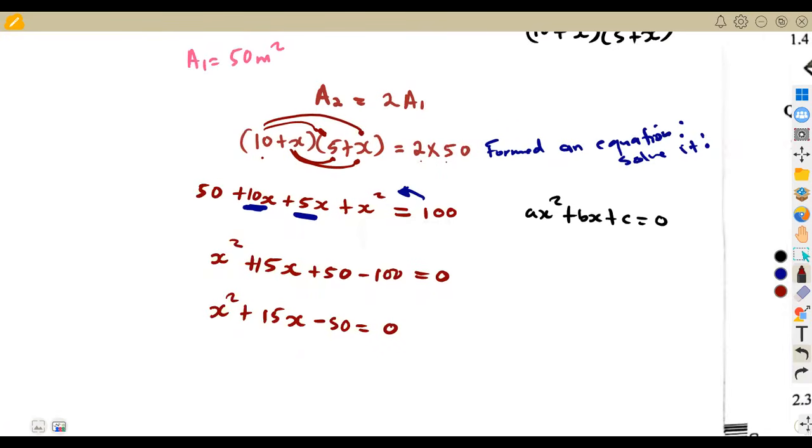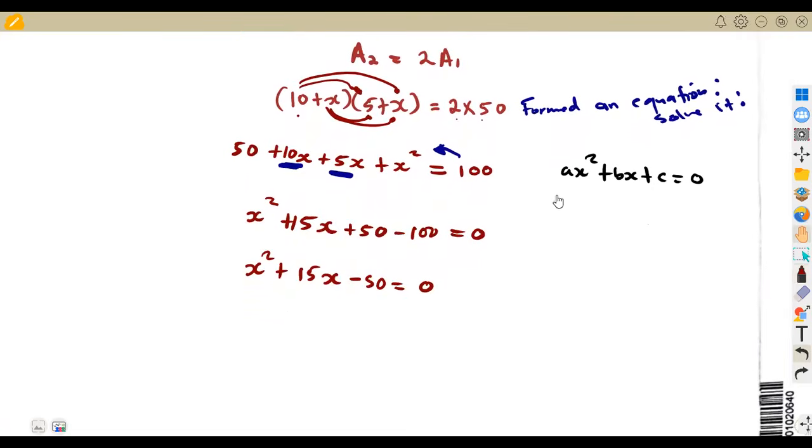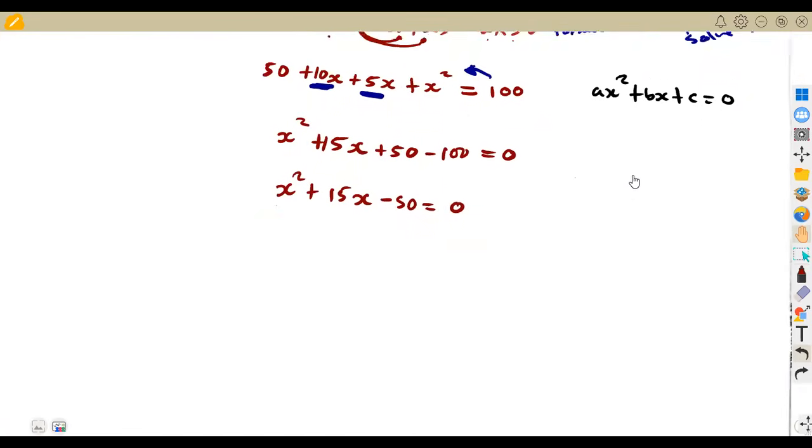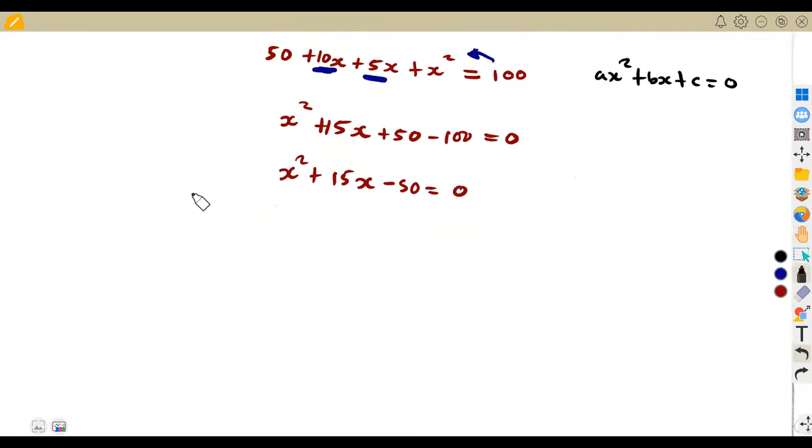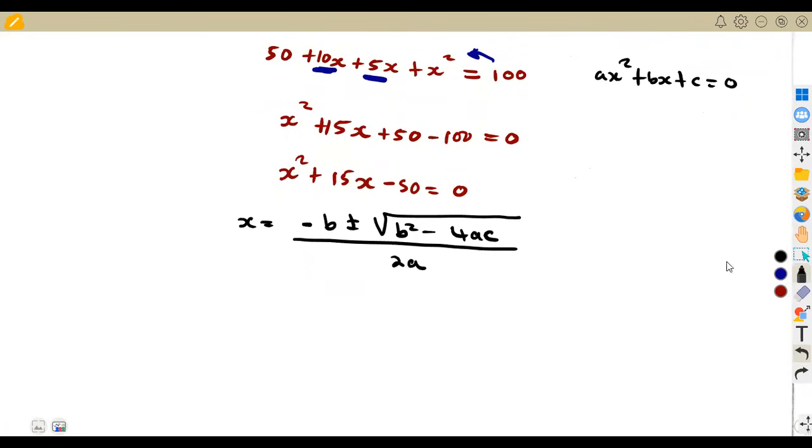But as you can see here, we do not have factors. So it means factorization was going to be difficult, it was not going to work for us. So the best method was to use the quadratic formula, which states that x is equal to minus b plus or minus the square root of b squared minus 4ac, everything over 2a, whereby a is the coefficient of x squared, which is 1 in this case. The coefficient of x is our b, and c is the constant. So we've got our a, our b, and our c. So we're just going to substitute into the formula.